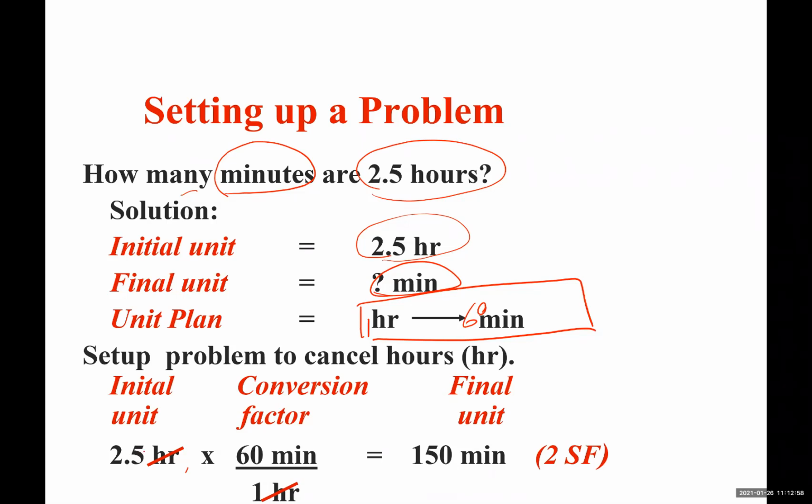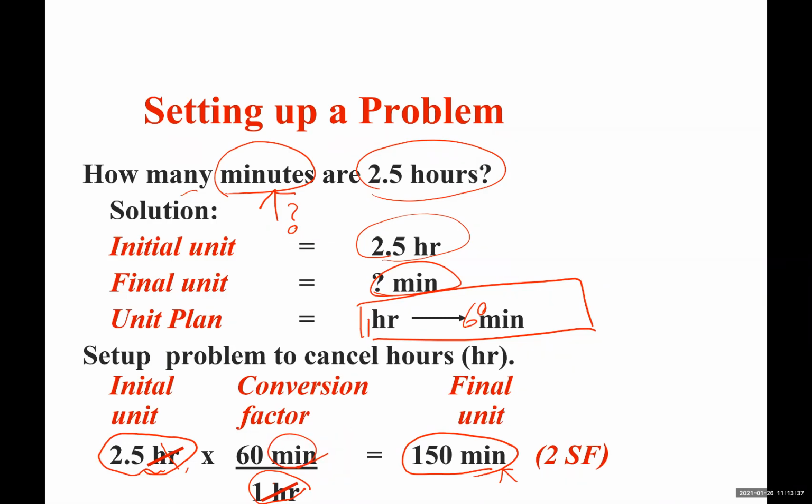So I write the unit the problem is giving me: 2.5 hours. And then I look at what the problem is asking, which is how many minutes. So can I say I must cancel hour, because hour is not the unit of the answer. So hour has to go. So I write the unit I'm canceling on the bottom. Hour goes on the bottom. And the problem is asking me to convert it to minutes. So I write minutes, which is the unit I'm converting into, on the top.